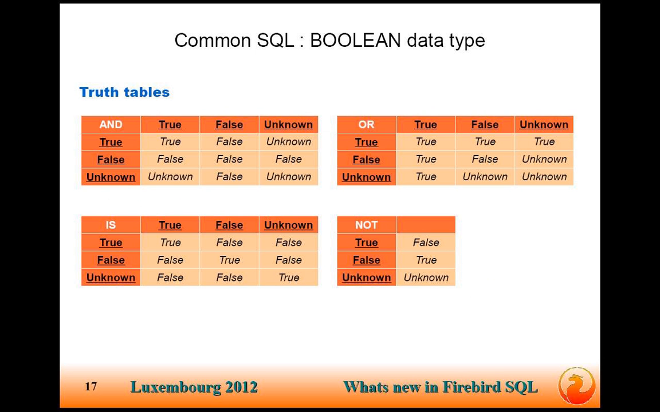Just for your memory, I show the truth table for the Boolean operations. You know that Boolean operations in the SQL language are not binary operations, they are always ternary operations. I mean, they have three kinds of results. It could be true, false, or unknown. And the truth tables show you how the standard defined these truth tables to evaluate expressions with these Boolean values. And some examples.